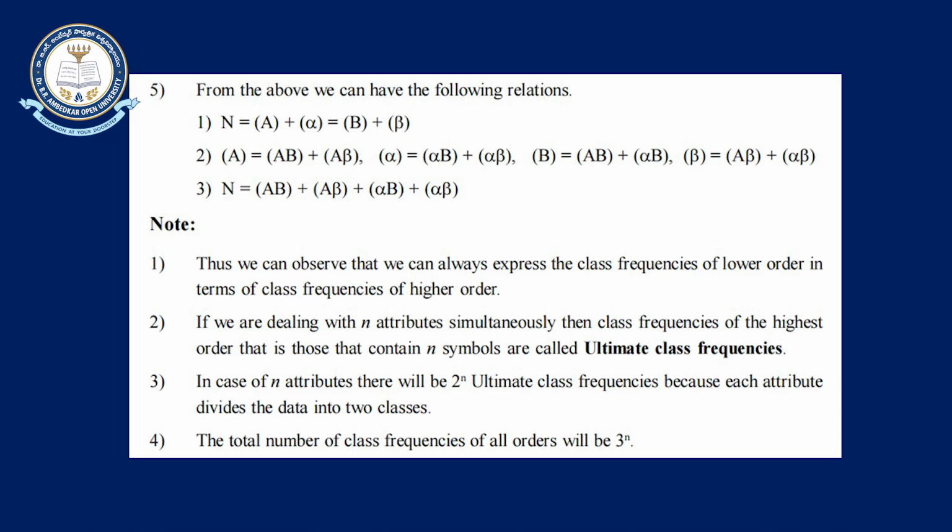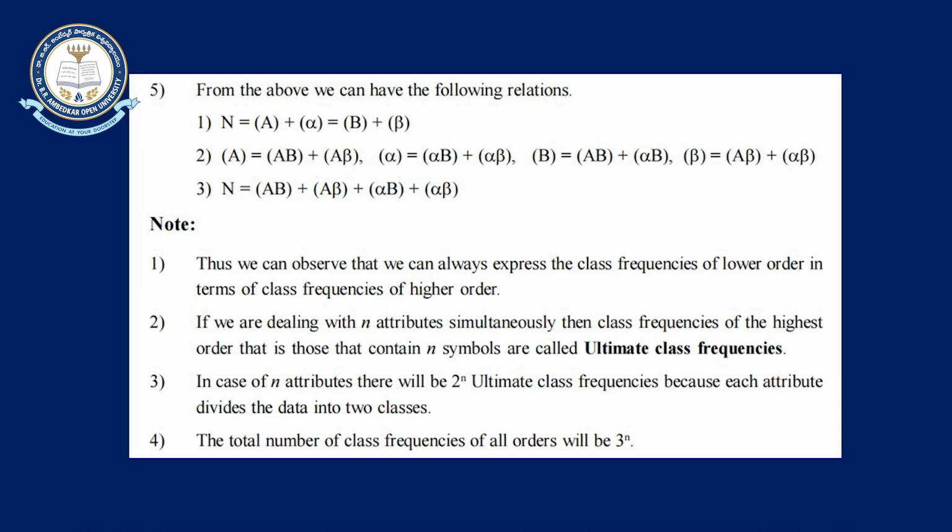Next, I am taking another form of the classification. From the above, we can write the following relationships. Capital N equals what? It is bracket A plus bracket alpha, which equals bracket B plus bracket beta; all are equal. Bracket A, if I take the combinations, is AB plus A beta. Bracket alpha is alpha B plus alpha beta. Next, bracket B equals AB plus alpha B, and bracket beta equals A beta plus alpha beta. Like that, capital N equals AB plus A beta plus alpha B plus alpha beta. These are the relationships we can check.